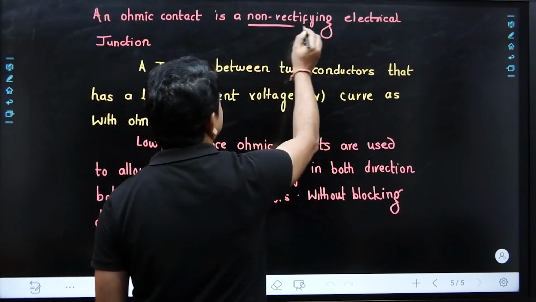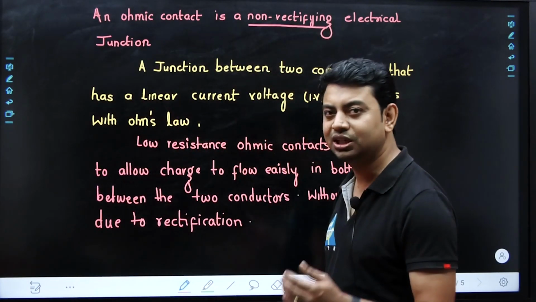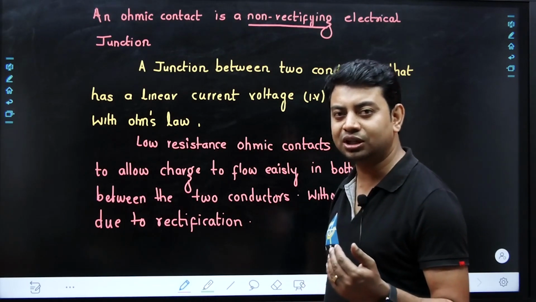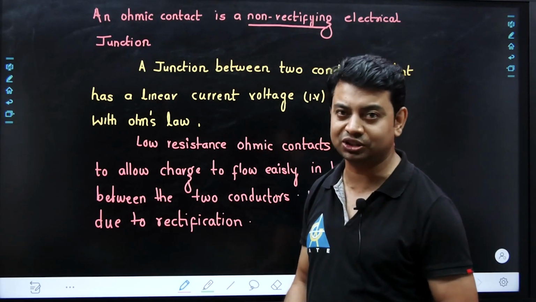So an ohmic contact is nothing but non-rectifying. Non-rectifying means which does not rectify. That means it is not restricting the current to flow in any direction.